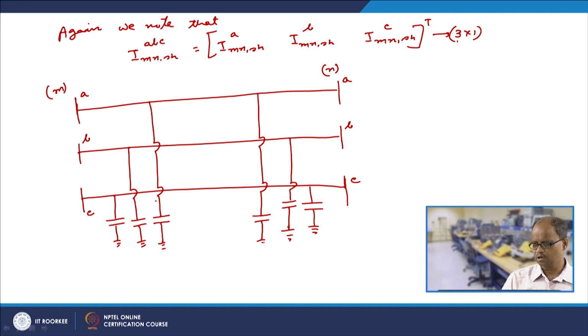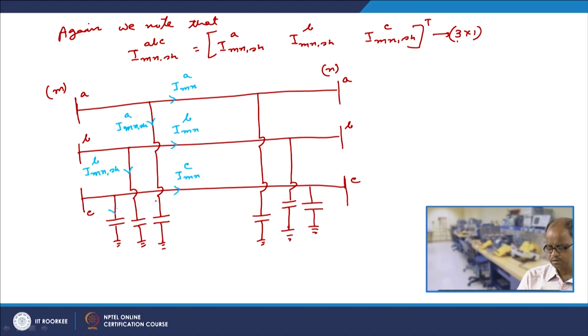So, this is it. When we are saying Imn A, Imn A is actually this current, Imn B is actually this current, Imn C is actually this current, and when we are talking about Imn SH A, this is Imn SH A. So, this is the shunt, this is Imn shunt for B, and similarly this is Imn shunt at phase C. So, these are the 3 currents we are talking about.